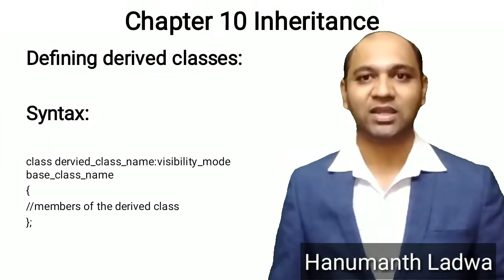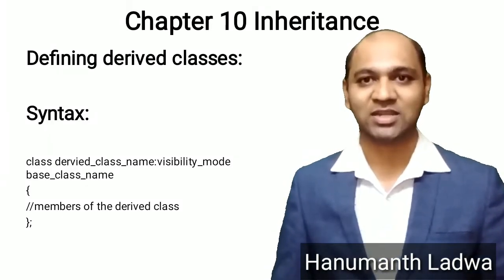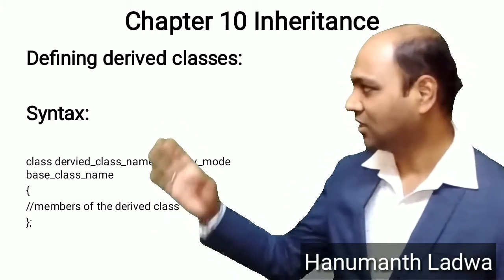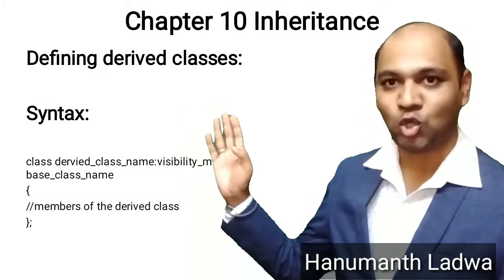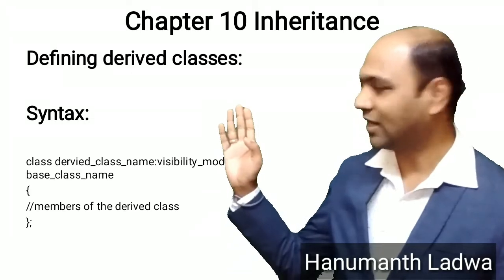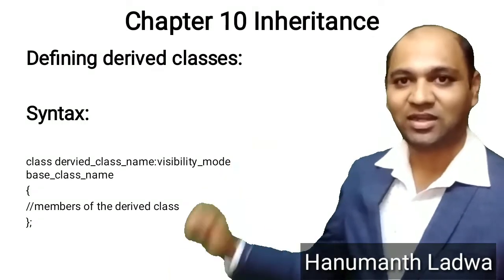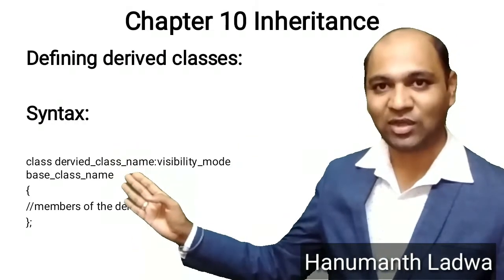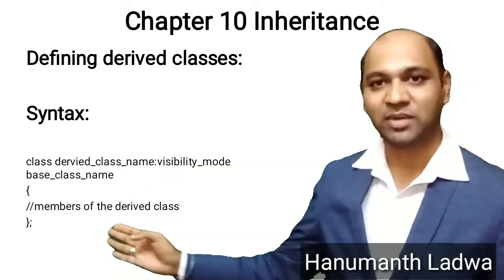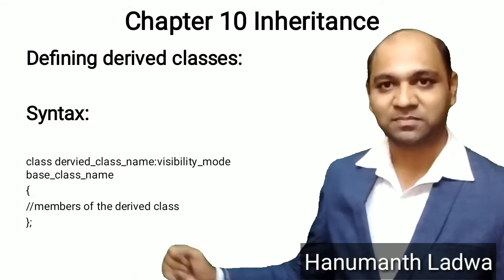Now let us study defining a derived class. Let us take the first syntax. Here you can see class, derived class name, colon, and then we write the visibility mode and then the base class name. Then curly open brace, and here we write the members of the class, curly closing brace, and then put a semicolon.